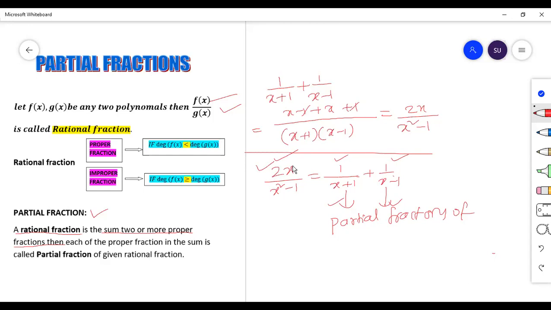So this is about the concept of partial fractions. Mainly in this chapter they will give you one rational fraction and they will ask you to convert it into two or more proper rational fractions, which are called partial fractions.